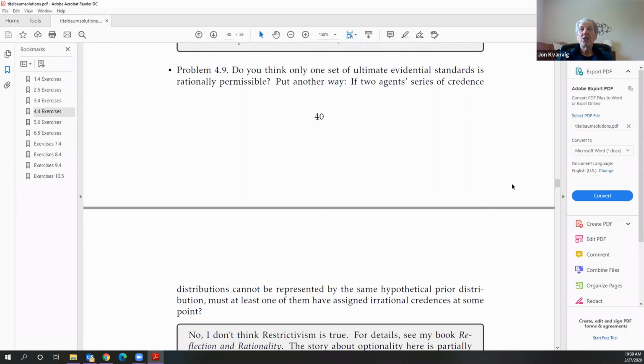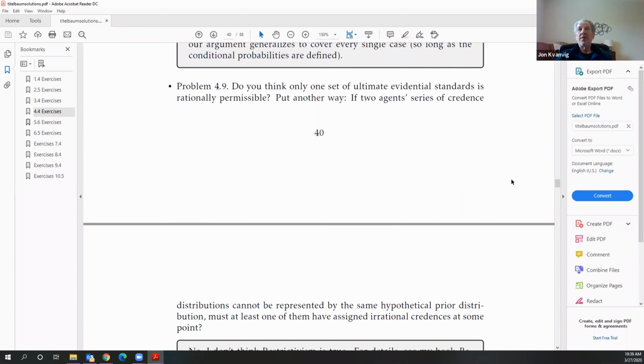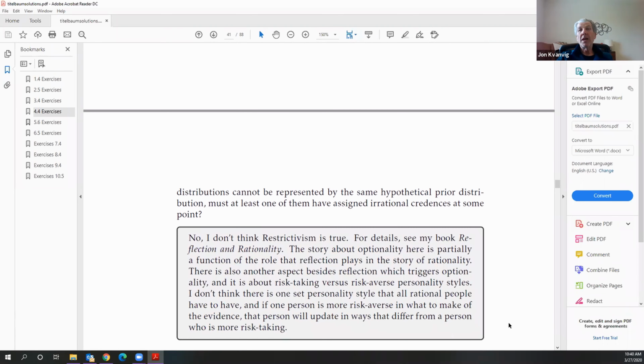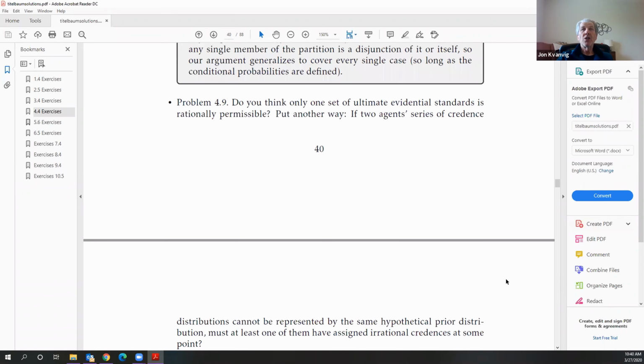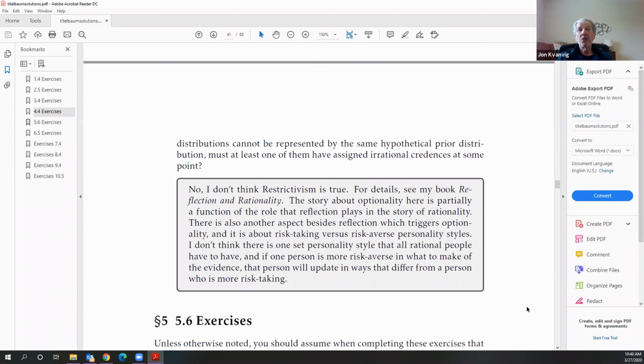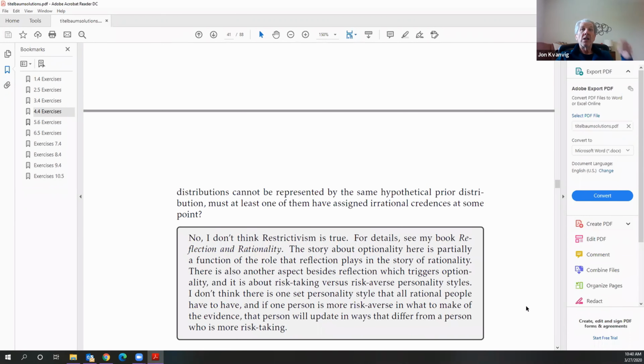Finally, an open-ended question at the end. Do you think only one set of ultimate evidential standards is rationally permissible? Put another way, if two agents' series of credence distributions can't be represented by the same hypothetical prior distribution, must at least one of them have assigned irrational credences at some point? Now, what you say will depend on how you think about this. Some people will say, I'm a restrictivist. There's only one opinion given a body of information available. There's only one opinion you're allowed to have, and everybody has to have the same opinion if they have that same information. I don't think that's true, but that has to do with some work that I do in epistemology.